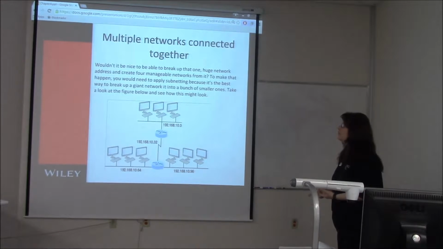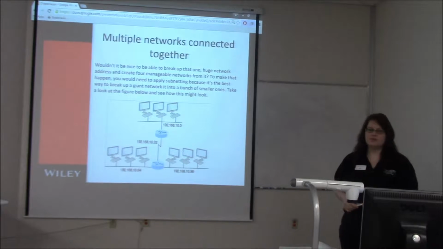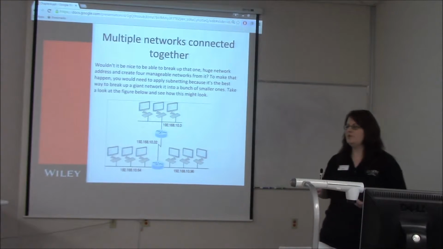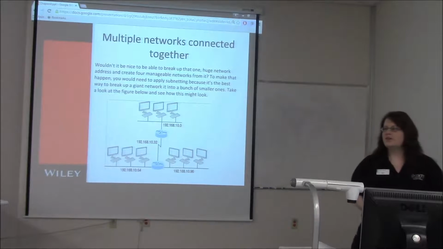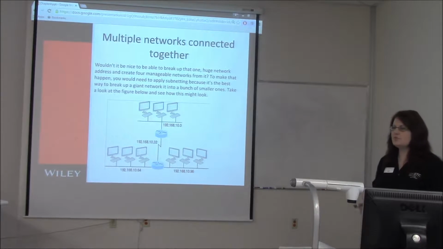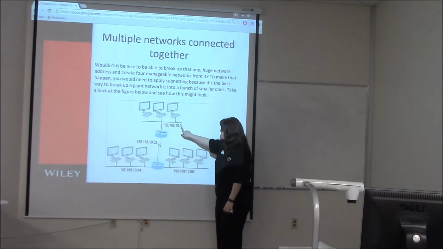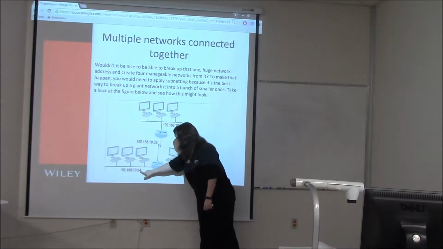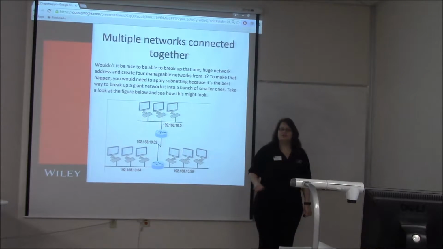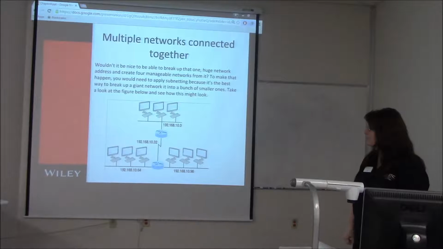So if we could, we would really prefer to break up that one huge network address and create manageable networks from it, but to make that happen, we need subnetting. So that's the way we take a big network and break it down into chunks so that we can manage those networks. When you look at this figure, this is what subnetting looks like. We have 4 different addresses there, but you see the only thing that's different is the last octet. We've got a .0, .32, .64, and a .96. So this network has been subnetted. So the addresses within it are going to be different.